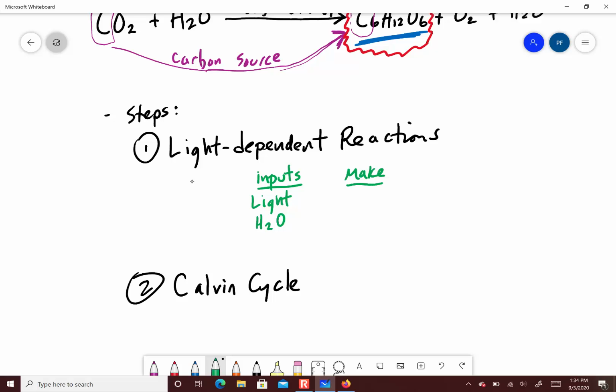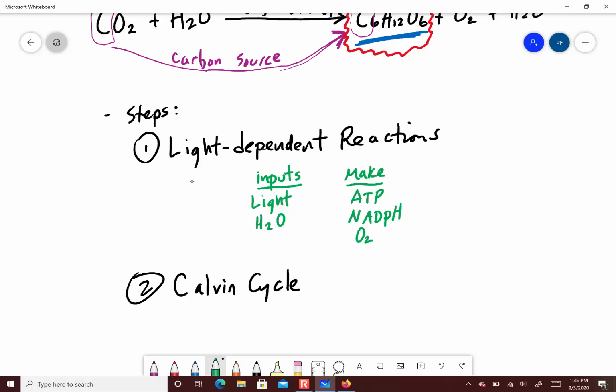Okay? And then what we're going to make from this is ATP. We're going to make this molecule called NADPH. We just use an abbreviation for it, NADPH. And then oxygen, O2. That's what we're going to make in the light reactions.